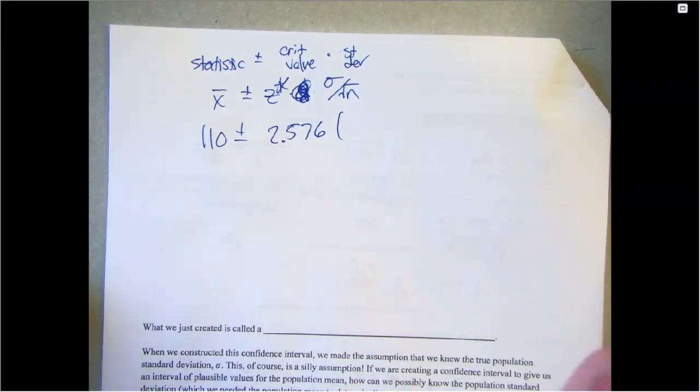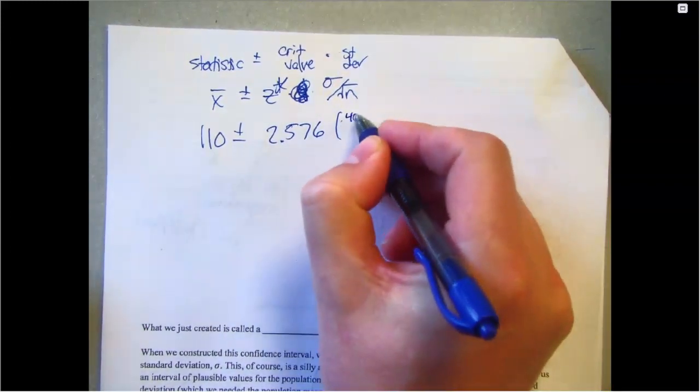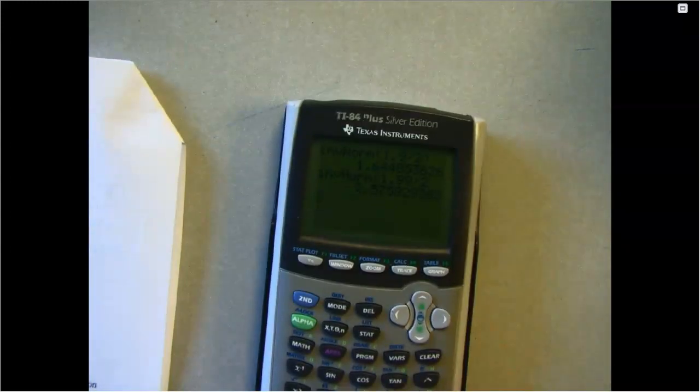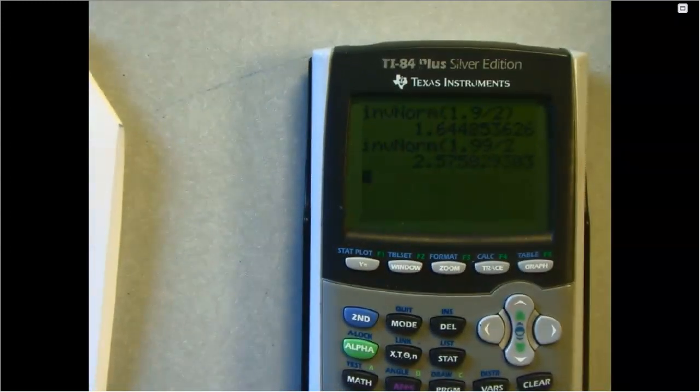Alright, so the standard deviation is 40. And the sample size was 4. And then we're not going to do that. Go to your calculator. You could. I think it's a lot easier to use your calculator.